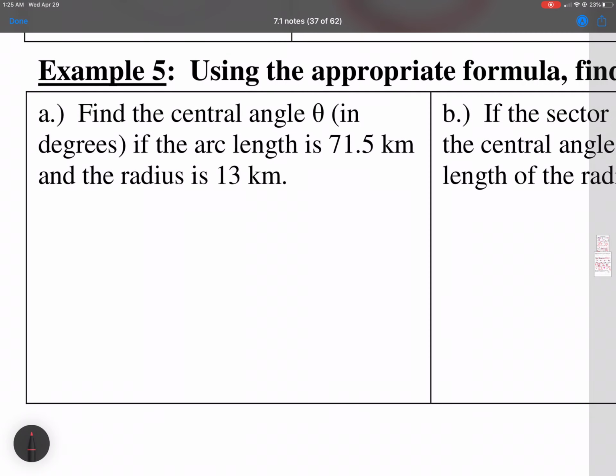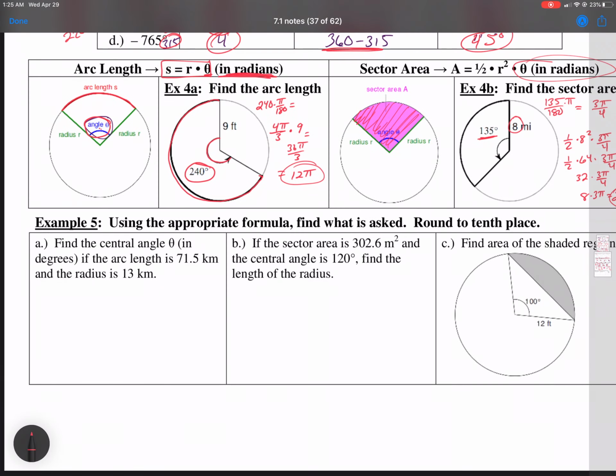For the following examples, find the central angle, theta, in degrees, if the arc length is 71.5 and the radius is 13. So my arc length says S equals r theta. So S is actually 71.5, equals 13 times theta. So I'll divide by 13. And that gives me 5.5. Well, that's a radian measurement because my formula is in radians. So I need to convert this to degrees.